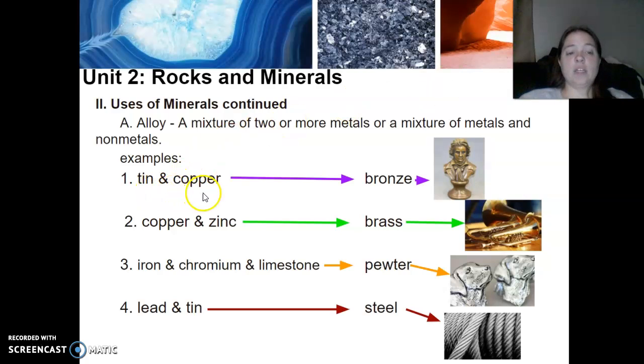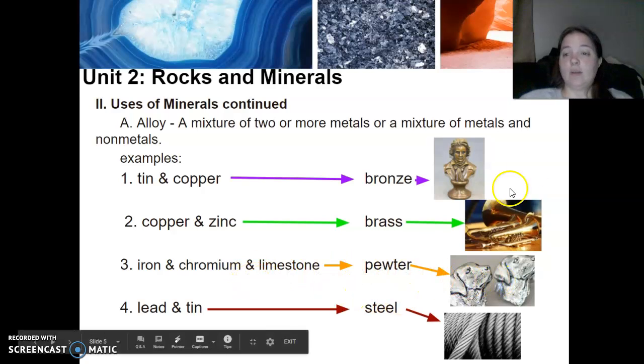Okay, so those metals can be made to form an alloy. So here you've got tin and copper added to make bronze, copper and zinc to make brass, like trumpets, iron, chromium, and limestone all put together to make pewter. And then you've got a mixture of lead and tin to make steel.